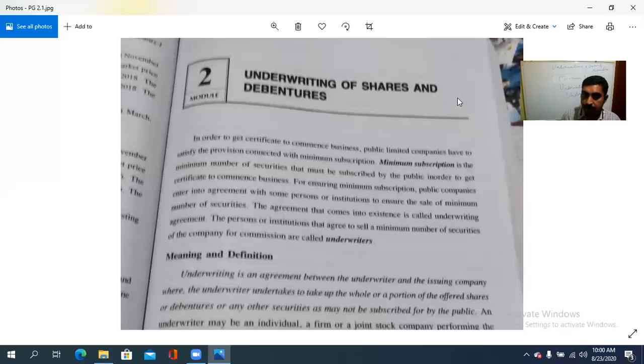in order to ensure the sale of some minimum number of securities. Such an agreement that comes into existence is called the underwriting agreement.